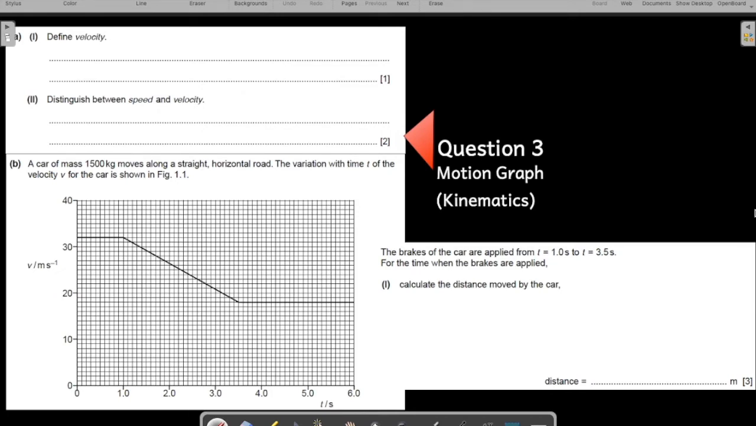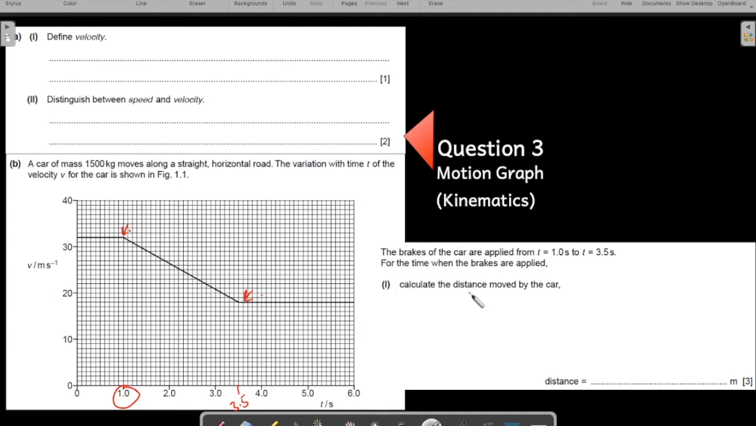Even if you do not mark, if you understand how the graphs look like when you are decelerating, you can automatically find where these times should be. Otherwise, let us mark these 2 points. It is 1 seconds and 3.5. Another point is 3.5 here. So these are the 2 points that they are talking about. Calculate the distance moved by the car.